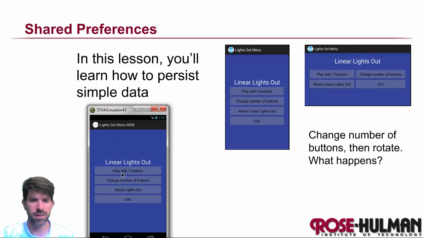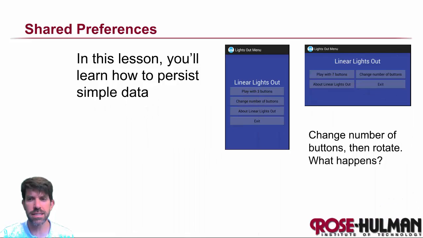And uh-oh, it says 7 buttons, right? So for some reason it didn't do what we call persisting that data, right? It had no way of remembering that we had changed the number of buttons when we rotated things. Now that may seem a bit strange at first, but let's see what's going on.